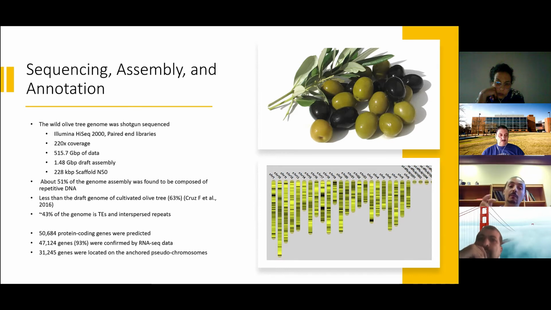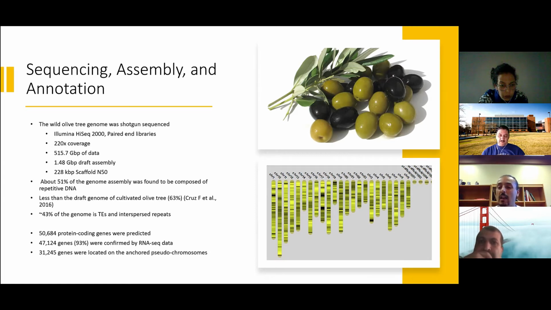The very interesting thing about the olive genome is that it is 51% composed of repetitive DNA. A lot of people think that repetitive DNA is what we call junk DNA or trash DNA, but it's telling you a lot about the evolution of that species. But here, if we compare the wild olive that we sequenced to the cultivated olive, the draft genome is 63% repetitive DNA. And this is a big feature of plants. And Abdulmajid will correct me if I'm wrong.